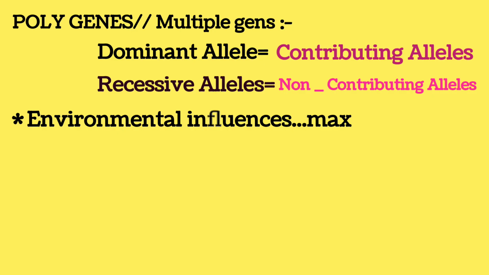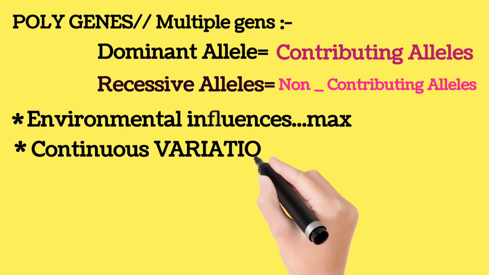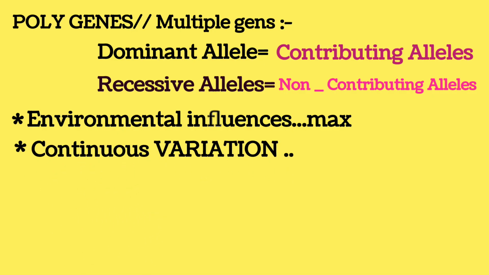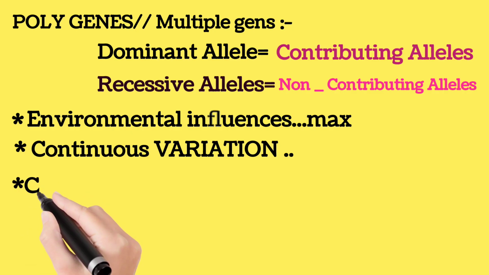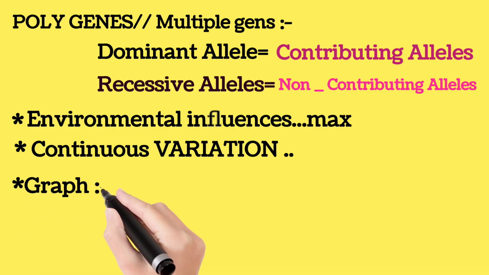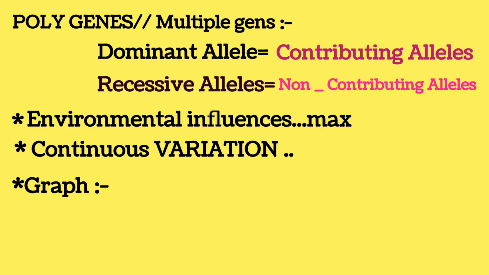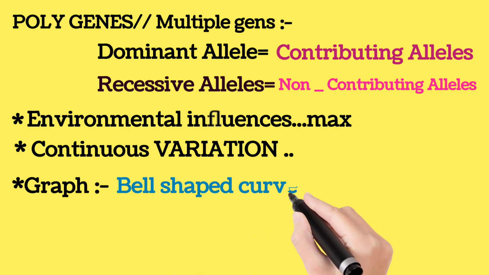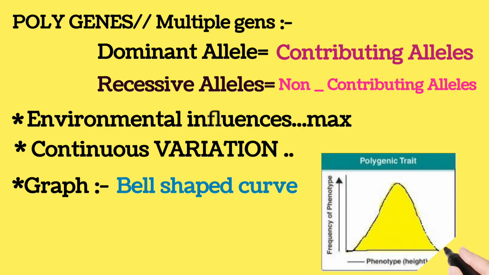Now we have a very important point. In polygenic inheritance, two extreme phenotypes are not formed, but phenotypes are formed in numbers by continuously showing minute changes due to addition of dominant alleles. Hence, this is the case of continuous variation. Now, if we plot a graph in polygenic inheritance, we get a bell-shaped curve. Look at this graphical representation. It shows a high peak at the middle as intermediate phenotypes.